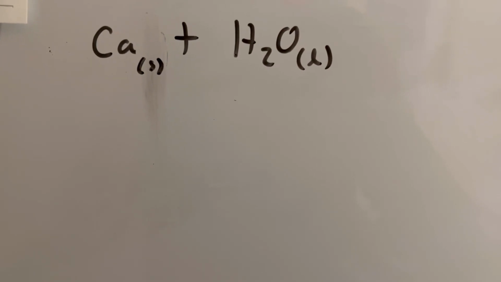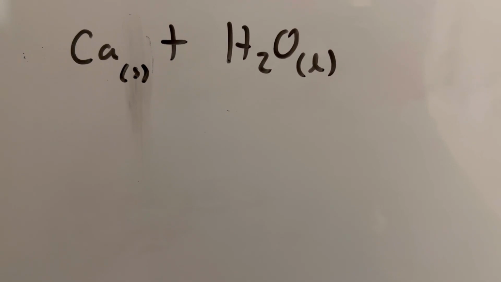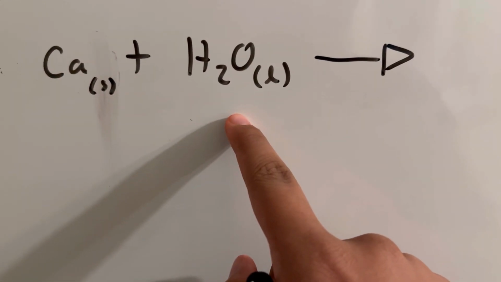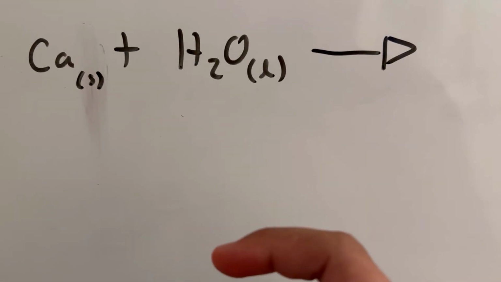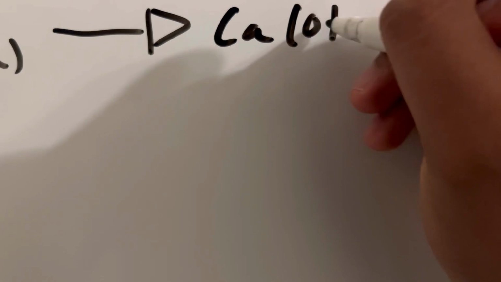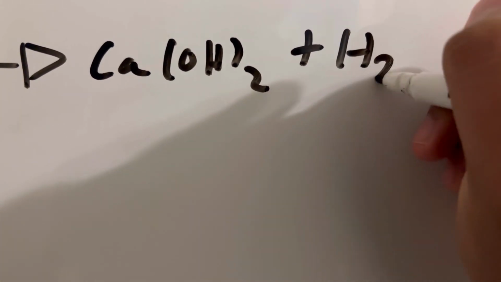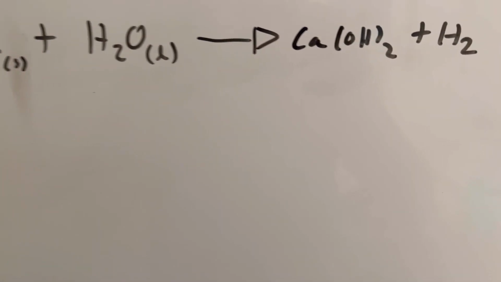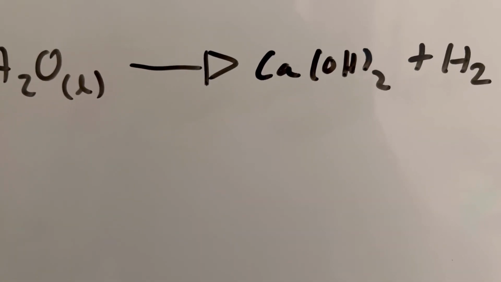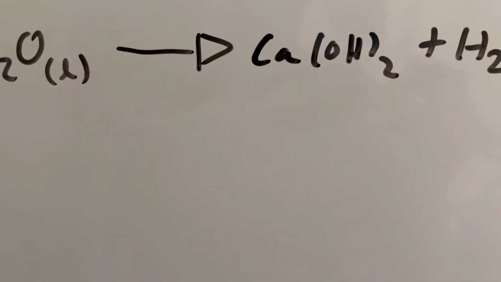Hello everyone, today I wanted to talk about the reaction between calcium metal and water. So what's going on here is the calcium, once mixed with the water, will actually displace one of the hydrogens and will form calcium hydroxide and the hydrogen gas. This reaction will actually produce a basic solution because of the calcium hydroxide dissociating into the calcium ion and the hydroxide ion.